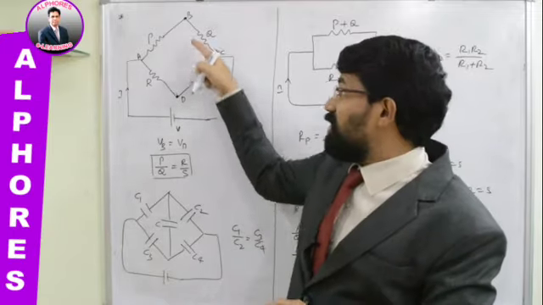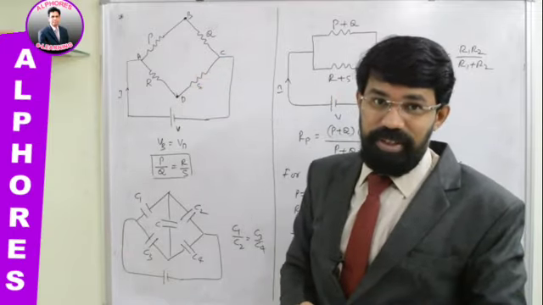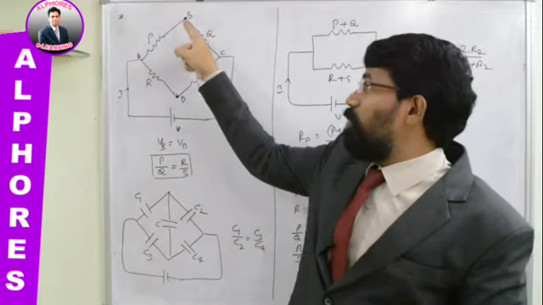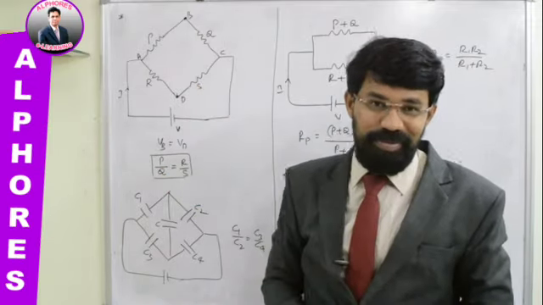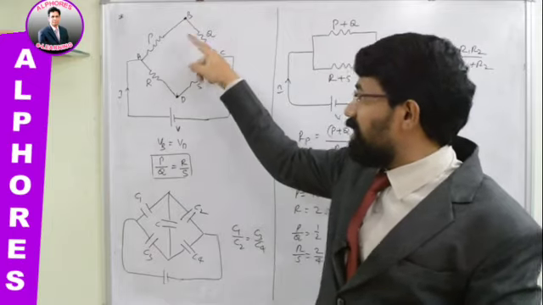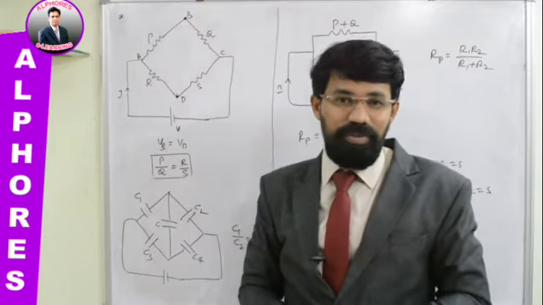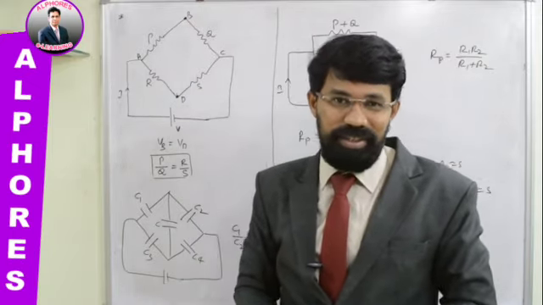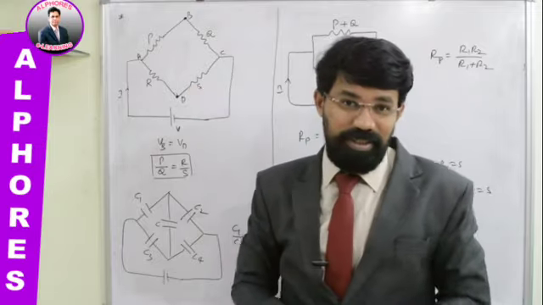If you connect a resistor here, for example, when the bridge is balanced, what is the situation? Potential at B and potential at D both are the same. So if you connect a resistor between B and D, will there be any flow of current? No, there won't be any flow of current because these 2 points are maintained at the same potential.